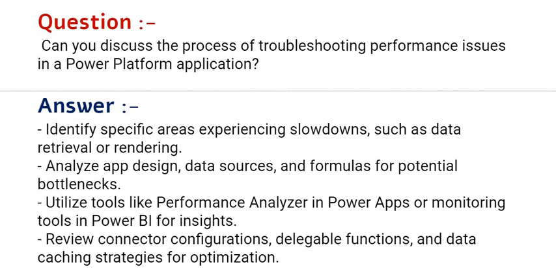Our next question is, can you discuss the process of troubleshooting performance issues in Power Platform applications? Your answer should be identify specific areas experiencing slowdowns such as data retrieval or rendering, analyze app designs, data sources and formulas for potential bottlenecks, utilize tools like Performance Analyzer in Power Apps or monitoring tools in Power BI for insights, review connector configurations, delegable functions and data caching strategies for optimization.